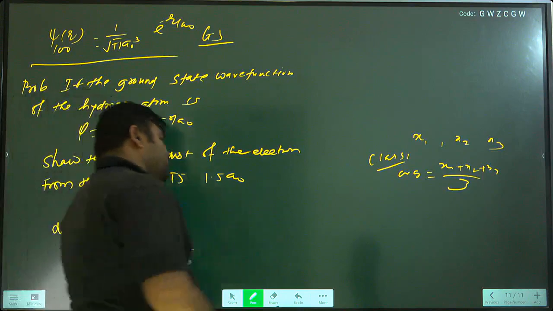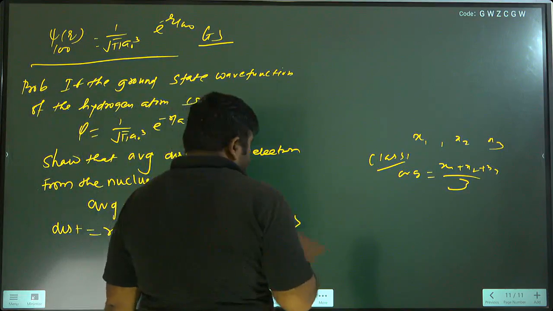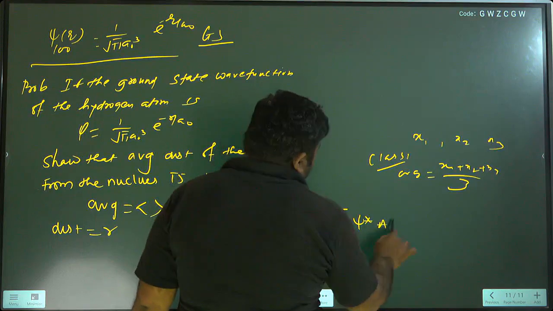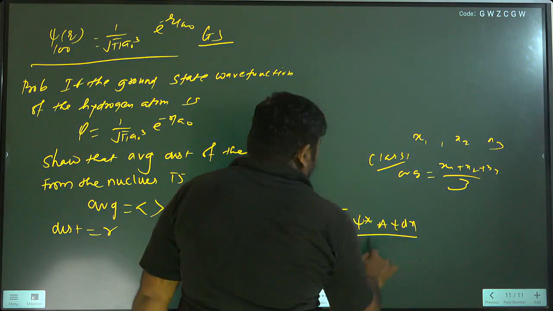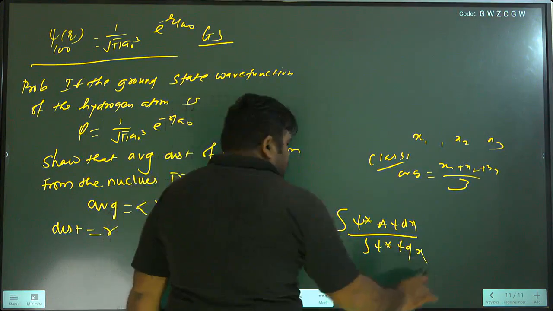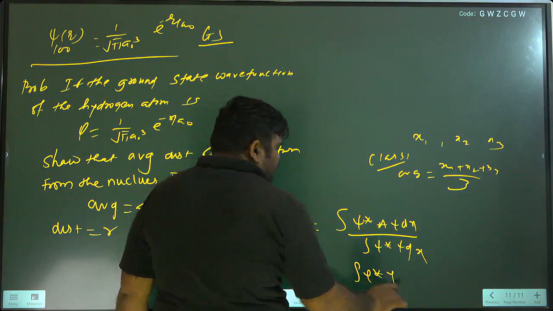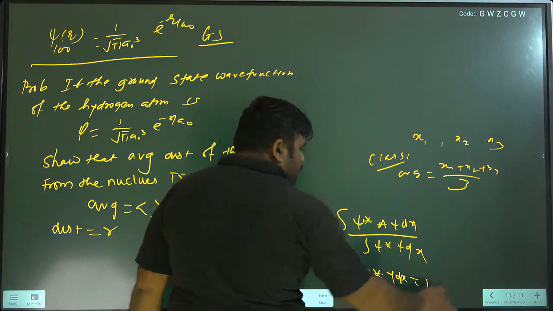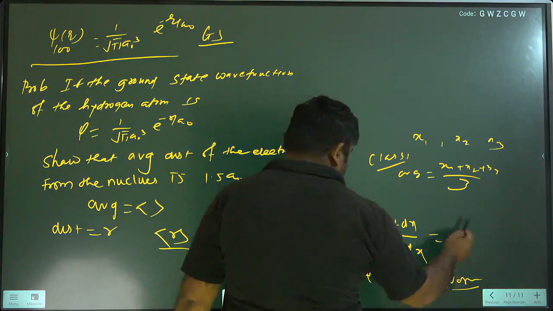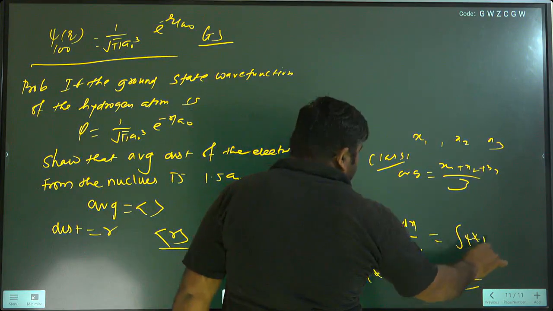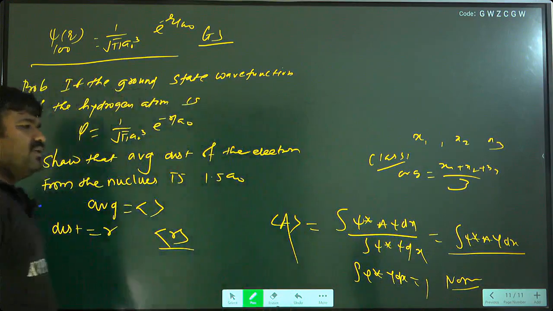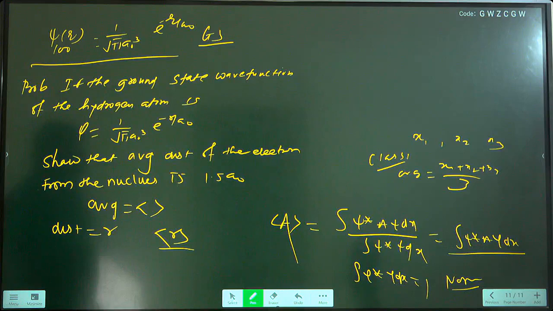We know that for any operator, suppose A is any operator, the expectation of this is equal to integral psi star A psi dx upon integral psi star psi dx. Suppose the given function is normalized, then psi star psi dx is equal to 1 for a normalized wave function. So the average value is equal to integration psi star A psi dx. Understood?